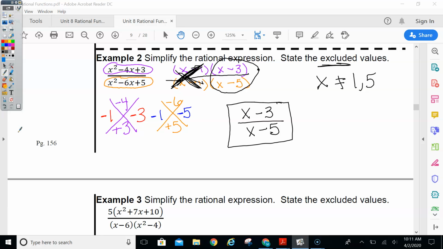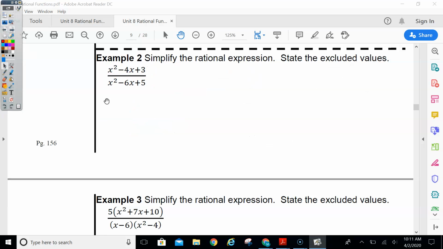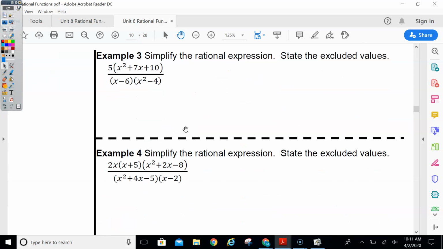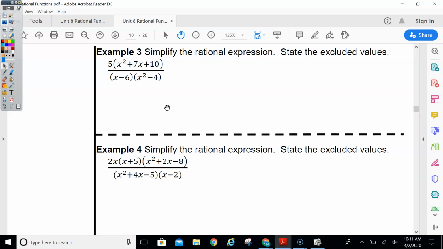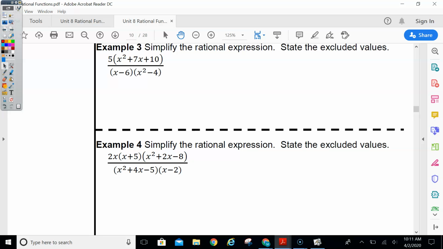Okay, so I think there's only a couple more for simplifying, for reducing. So moving to example number 3 here. So 3 and 4, we're just going to set up a bunch of x's. I'll probably set them up over here and just do them at the same time. Okay, so remember, let me write all the ways to factor.